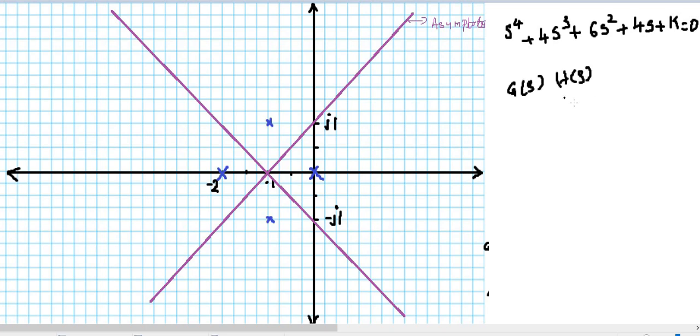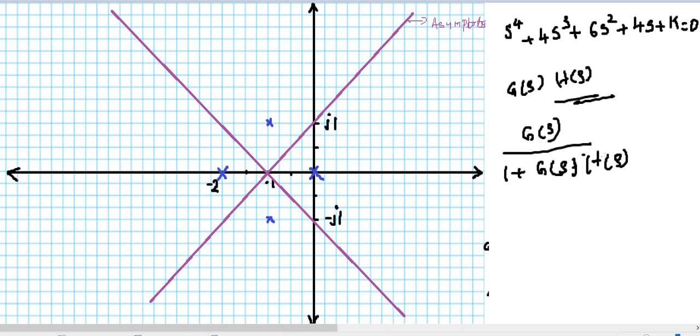G(s)H(s) is given in the question, and we know that for the closed loop system the transfer function is G(s) divided by 1 plus G(s)H(s). This is the transfer function equation of the closed loop system. So when we know G(s)H(s), by taking the equation 1 plus G(s)H(s) equal to 0, we will get the characteristic equation of the given system. So this is the characteristic equation.